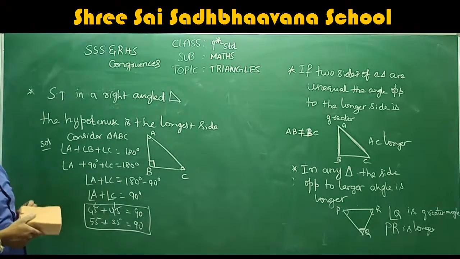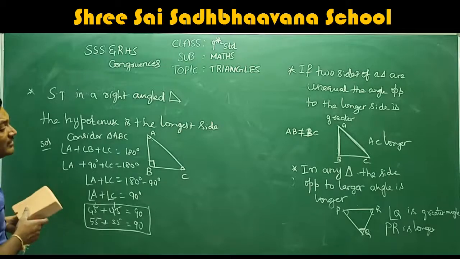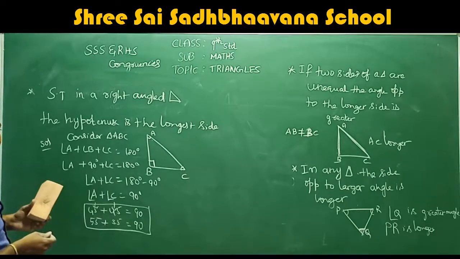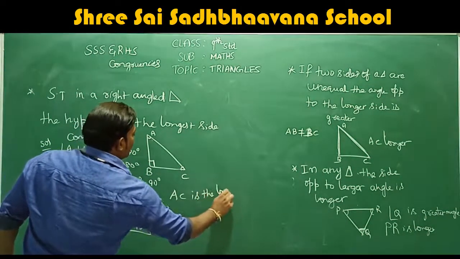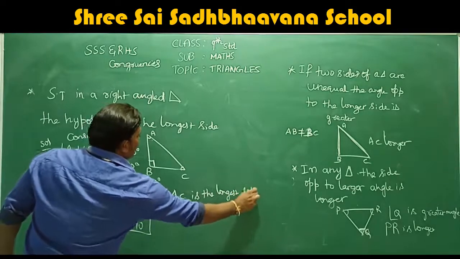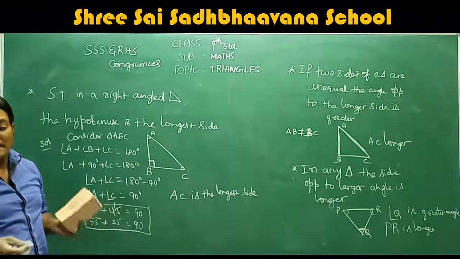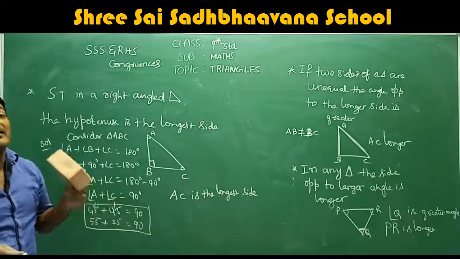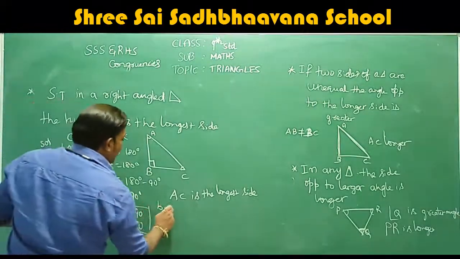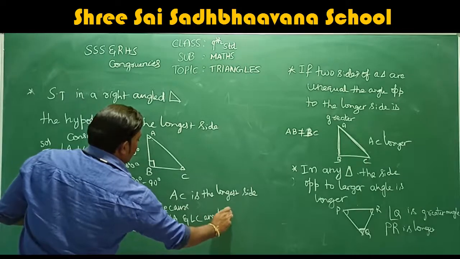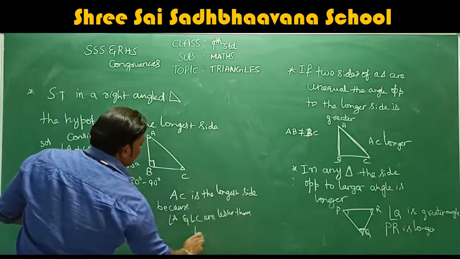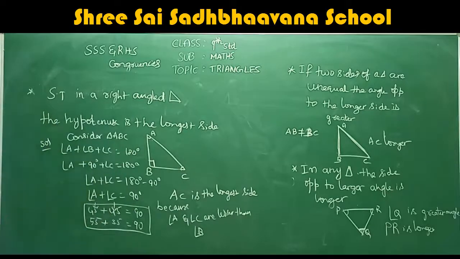Okay, so which is the longest side here? Obviously AC will be the longest side. Okay, understood? Why can we say AC is the longest side? Because angle A and angle C are lesser. Why? Because angle A and angle C are less than angle B. That is the reason AC can be the longest side. Okay, understood? What I am trying to say.